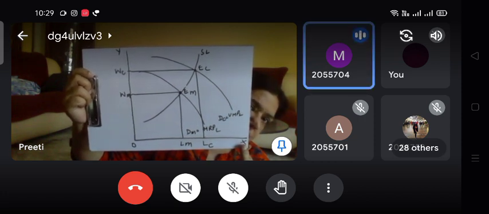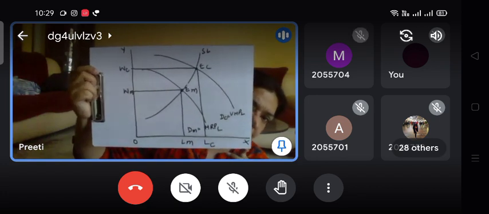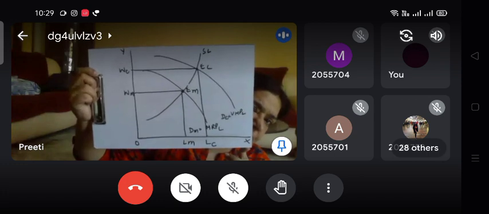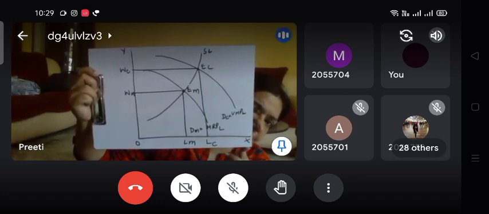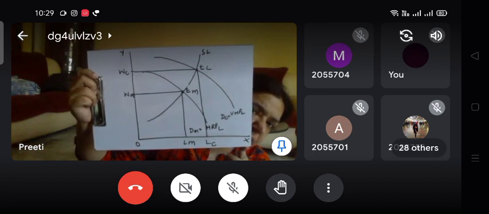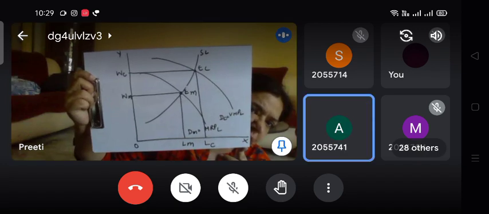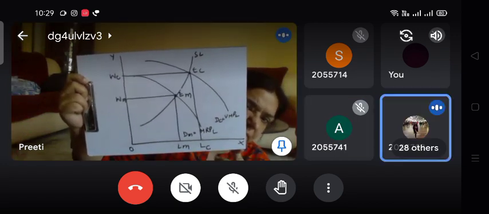Ma'am, DC here means? I will just tell you everything, don't worry. You can't just draw the diagram because it's very difficult to hold me like this for a long time. I will explain everything. Everybody, have you made it? Yes, ma'am. Anshika, Arushi, Shivani, Tamanna, yes, everyone? Yes, ma'am.